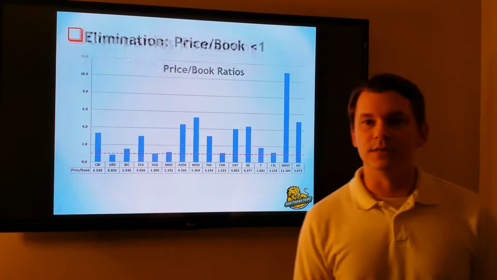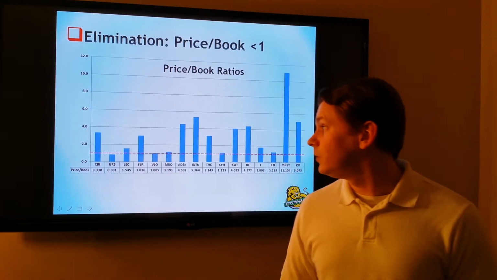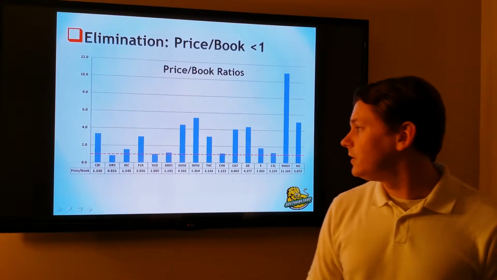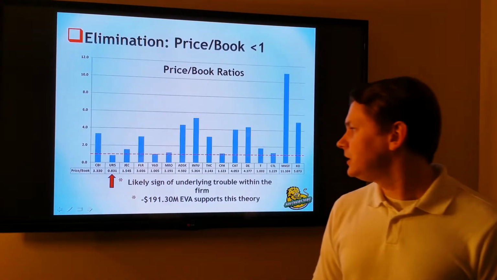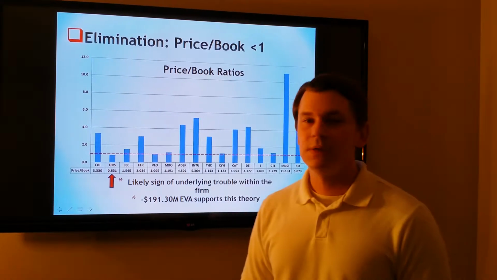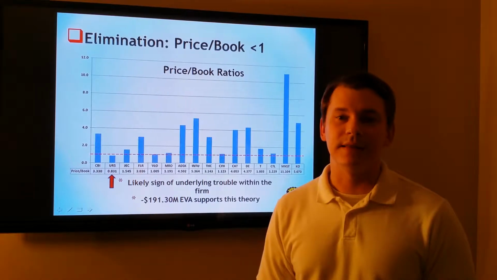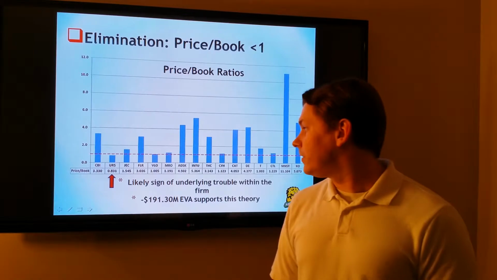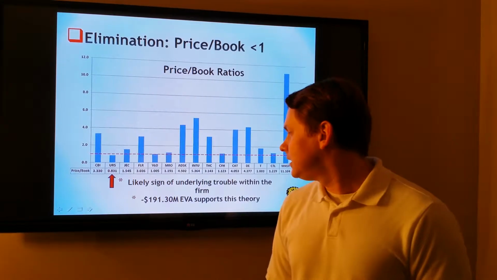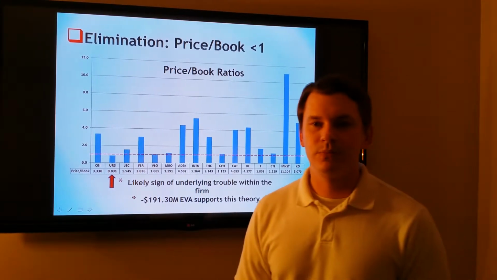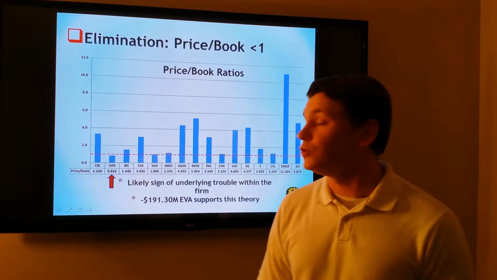Next factor that we looked at was if anybody had a price to book below 1. Really quickly, the only one that we showed below that was URS with 0.83 price to book. That's usually a sign of underlying trouble within the firm. It can be a sign that the stock is actually undervalued. But with a negative 191.3 million average EVA, that's pretty telling that the firm is going through some issues. So on that account, URS was dropped.